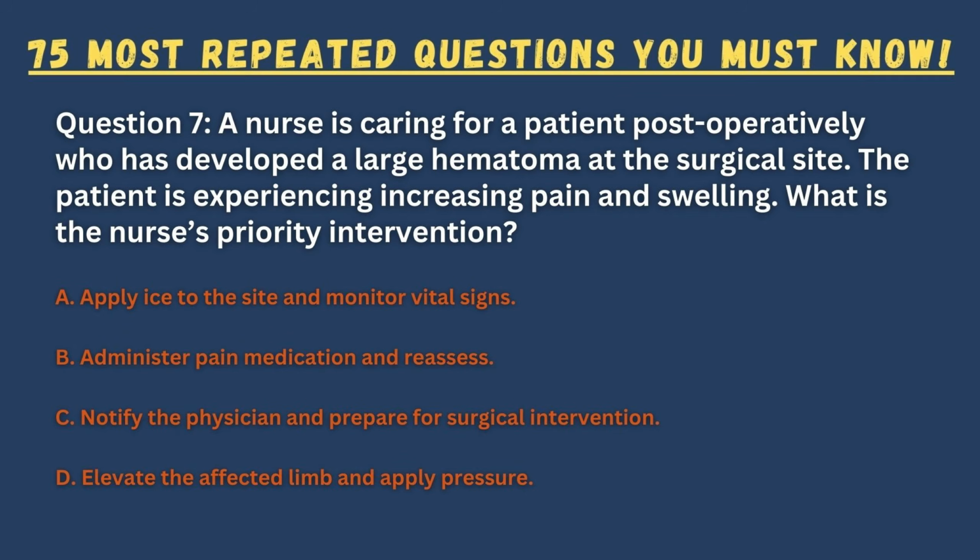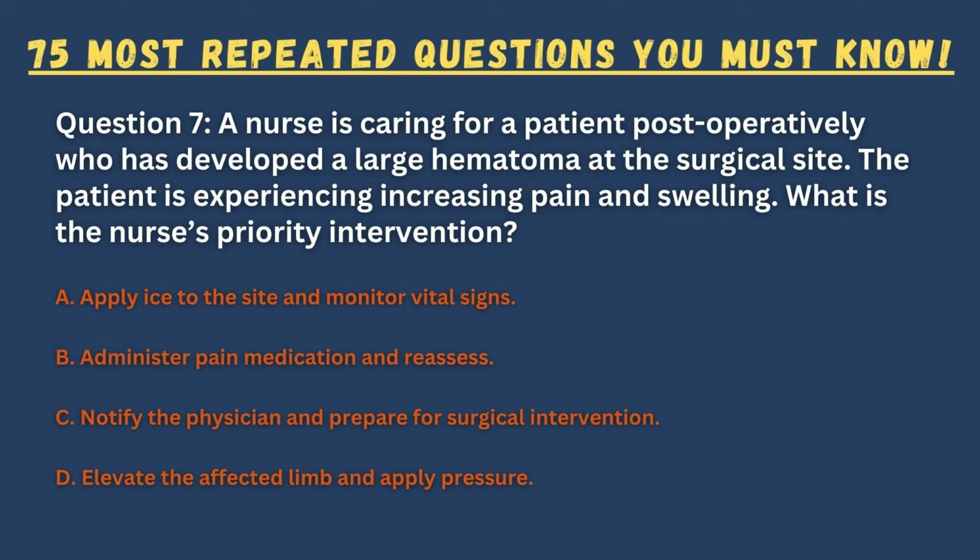Question 7. A nurse is caring for a patient post-operatively who has developed a large hematoma at the surgical site. The patient is experiencing increasing pain and swelling. What is the nurse's priority intervention?